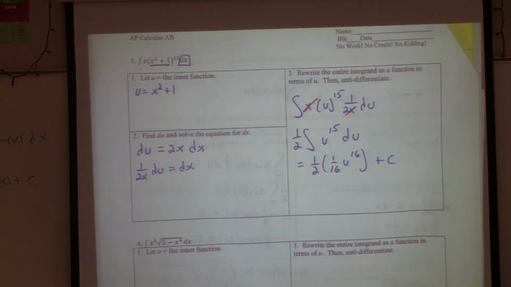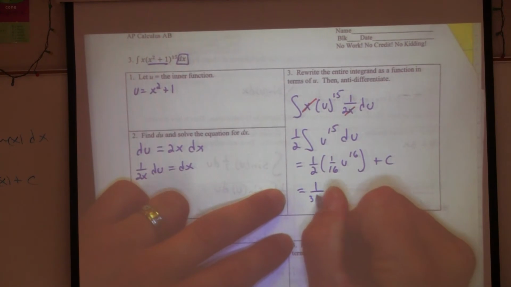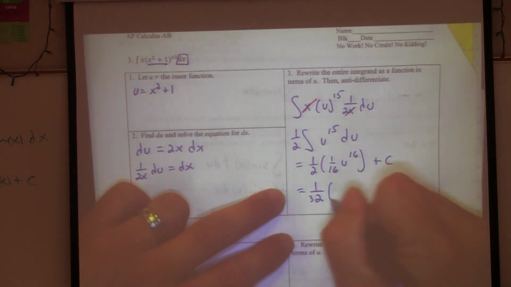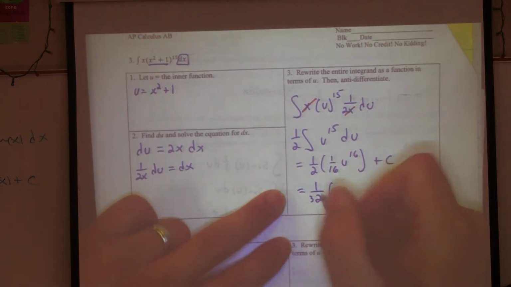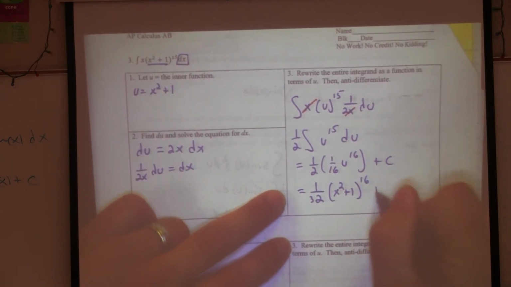So what does that give us? 1 over 32. I'm going to replace that u already. x squared plus 1 to the 16th power plus c.